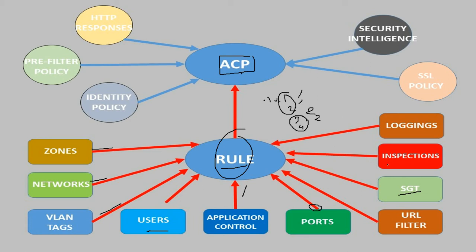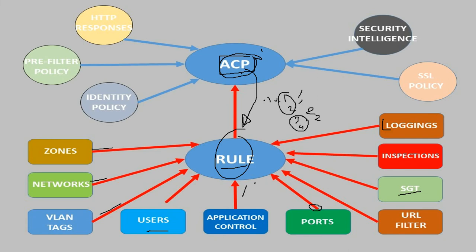Inspections: if you want to make inspection like IPS inspection and file policy inspection, that is in the rule also. If you want to enable logging, you enable the logging per rule. This is what I want you to understand. There are some policies and features that will be applied only with the access control policy itself, and the policy contains one rule or more, several rules, and this is what you can apply per rule.